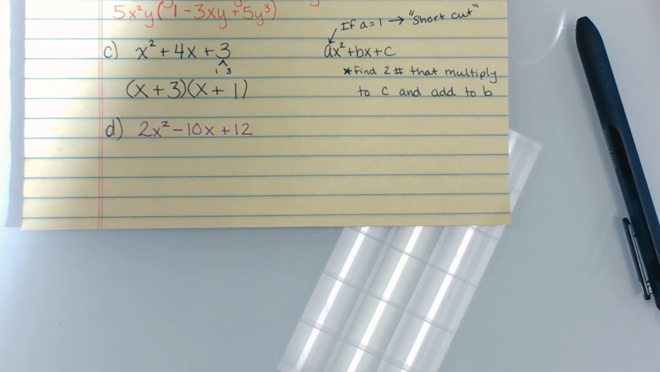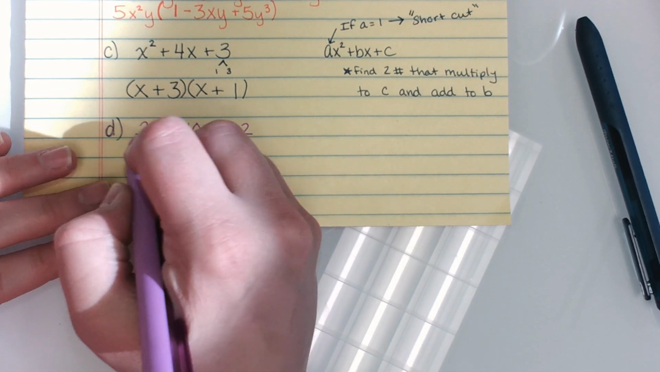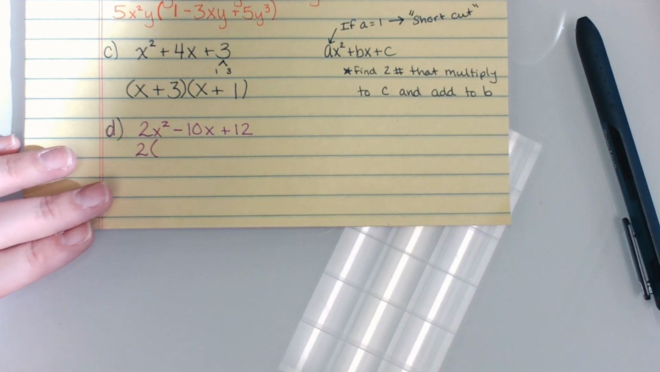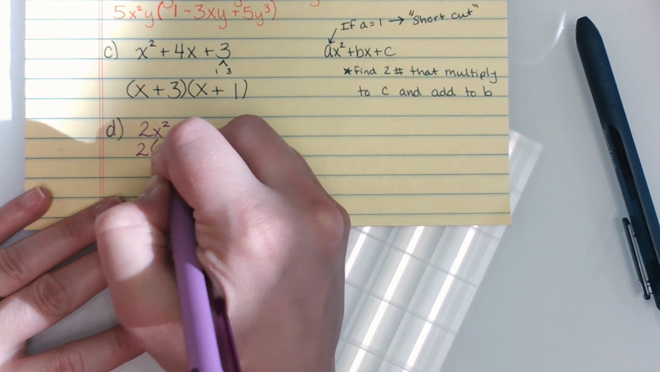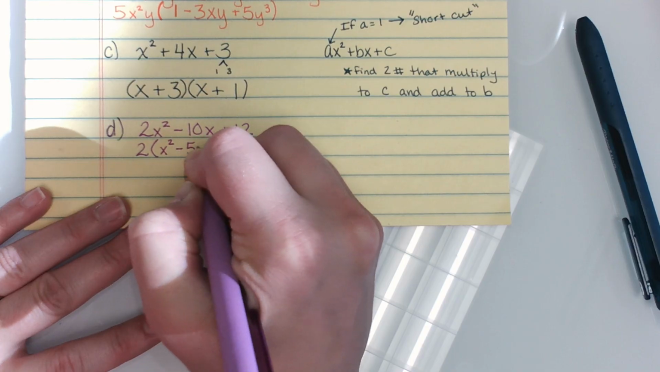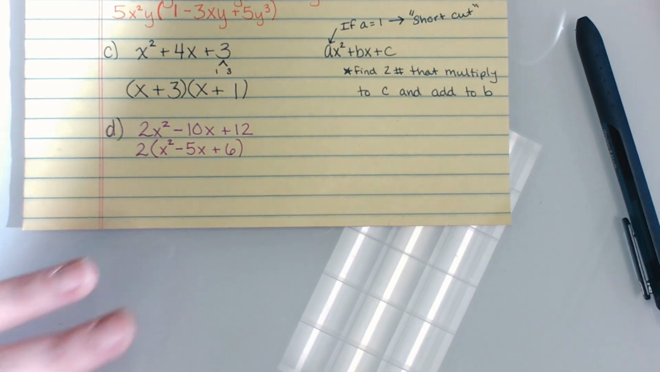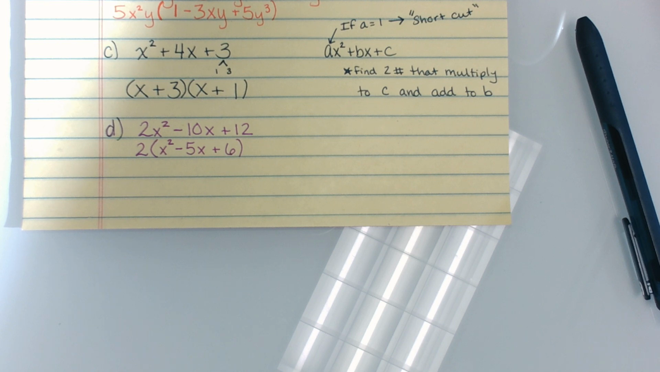2x squared minus 10x plus 12. Every factoring should start with what? GCF. GCF here is 2. Leaving me with x squared minus 5x plus 6. And then I check, can I factor it further? The form that's left has an exponent to it, so maybe.